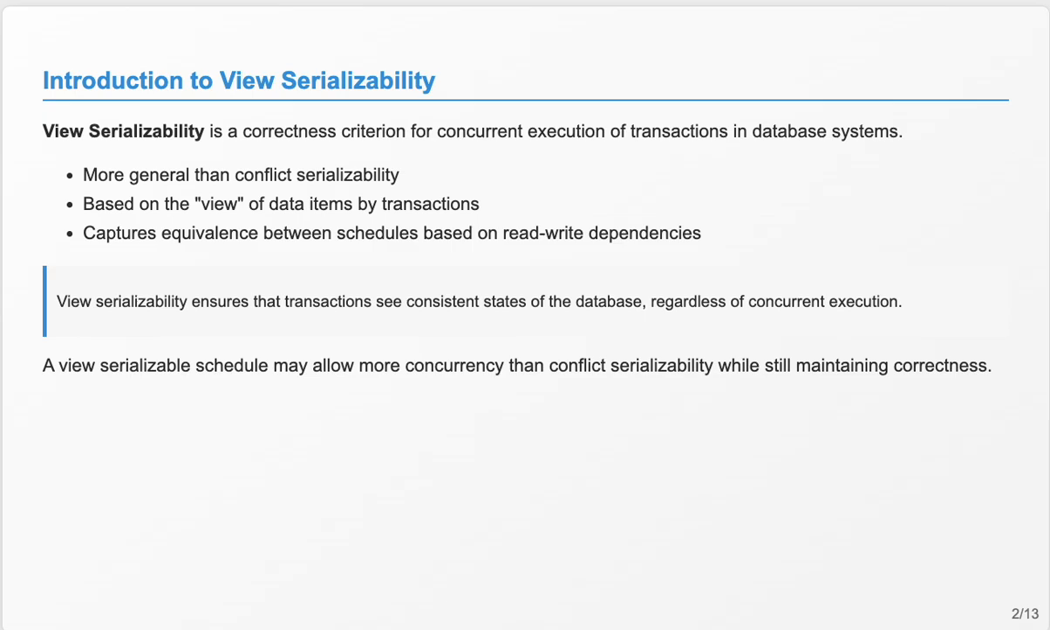This is a correctness criterion for the concurrent execution of transactions in database systems. View serializability is more general than conflict serializability and is based on the view of data items by transactions. It captures equivalence between schedules based on read-write dependencies. View serializability ensures that transactions see consistent states of the database regardless of concurrent execution. An important point to note is that a view serializable schedule may allow more concurrency than conflict serializability while still maintaining correctness.